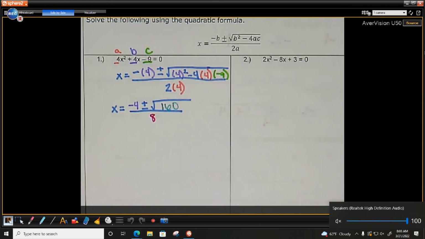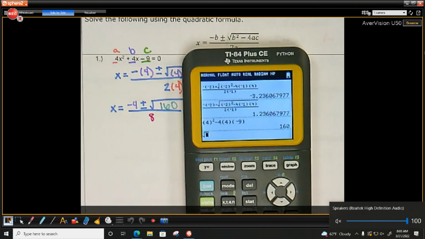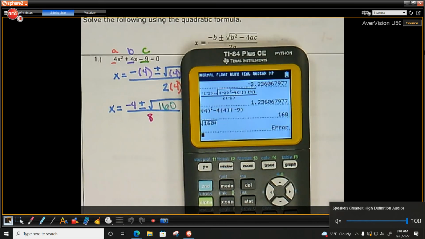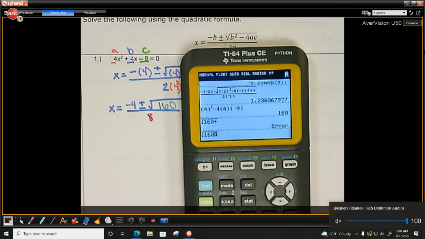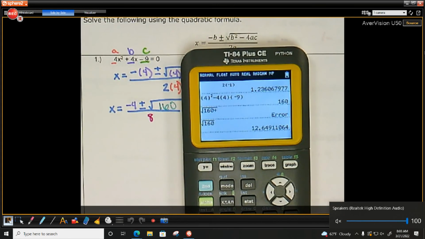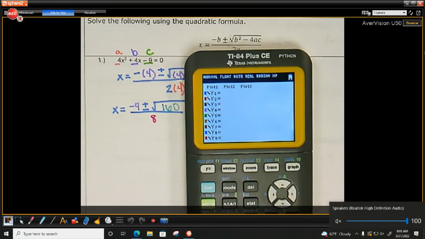Okay, next thing we're going to do is we're going to see if the square root of 160 simplifies. First of all, 160 is not a perfect square. You get a decimal. But we can go to y equals and do 160 divided by x.